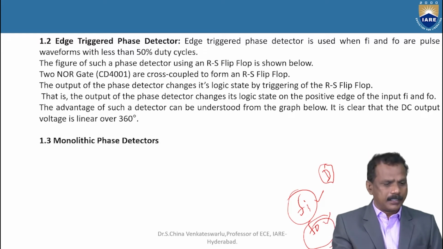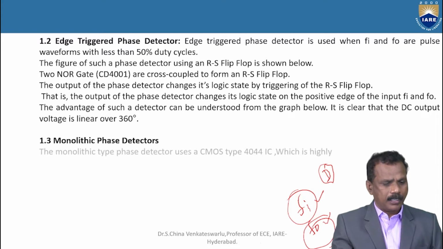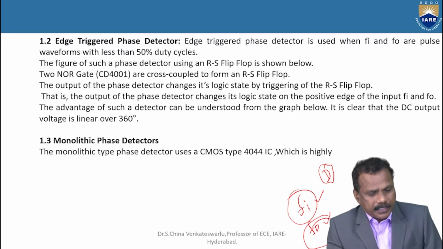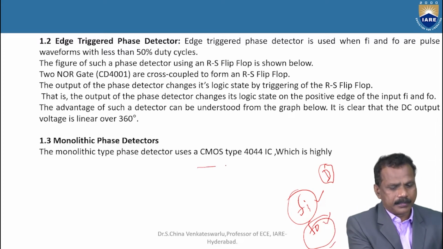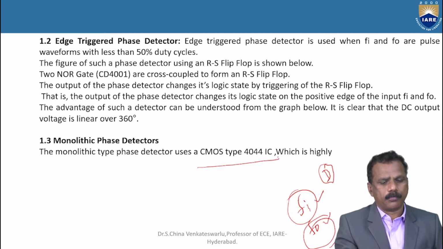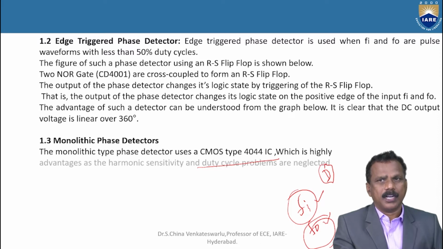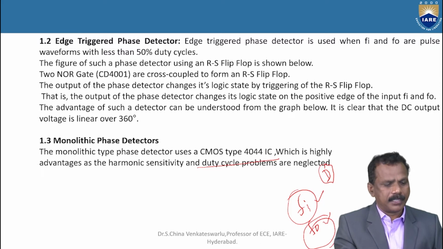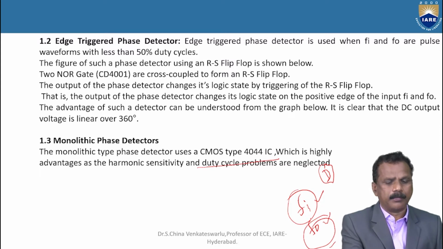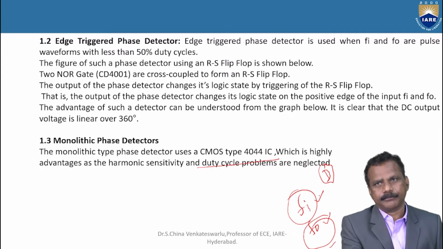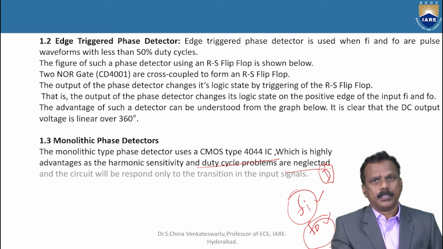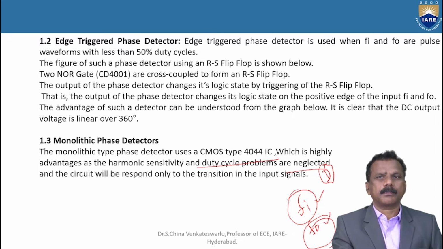Like this, monolithic phase detectors. The monolithic type phase detector uses the CMOS type 4044 IC, which is highly advantageous as the harmonic sensitivity and the duty cycle problem are neglected, and the circuit will respond only to the transition in the input signal.